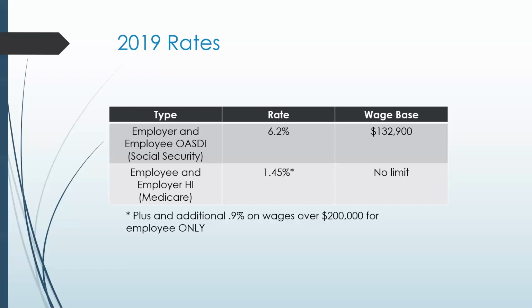On the HI part of it, the Medicare part of it, there is no wage base. So regardless of the earnings that the employee has, there's going to be a 1.45% withholding done from that employee for the Medicare tax. The second biggest problem I saw, well, I guess there's three now that I'm thinking about it, the second biggest problem I saw was converting these percentages into decimals to do your multiplication.